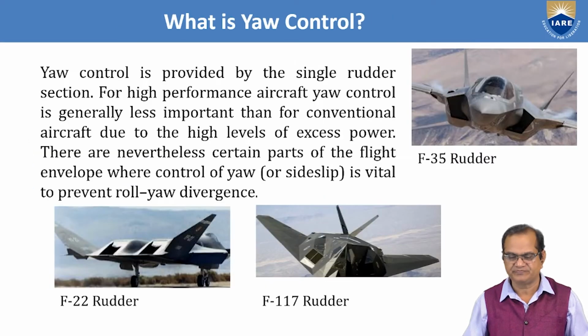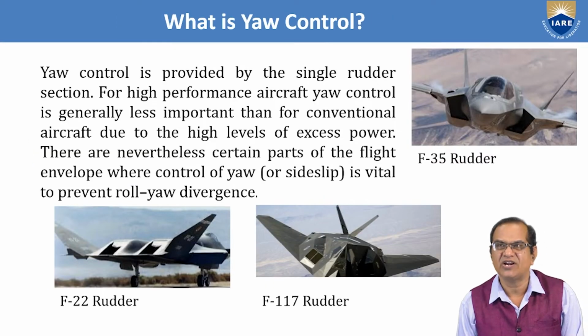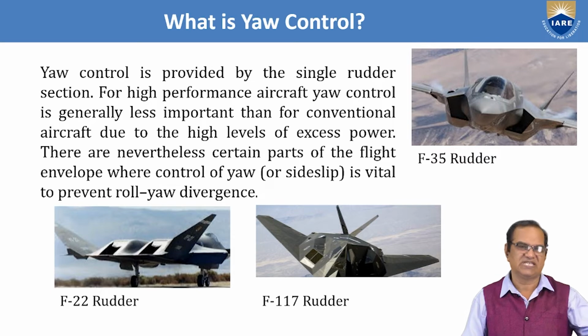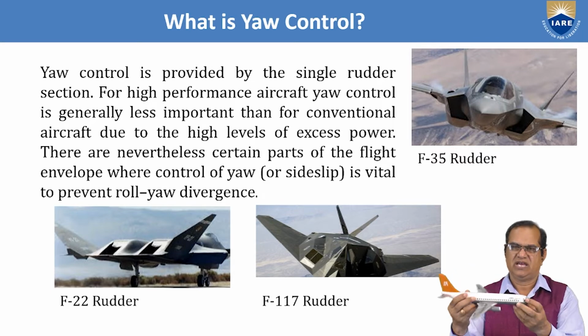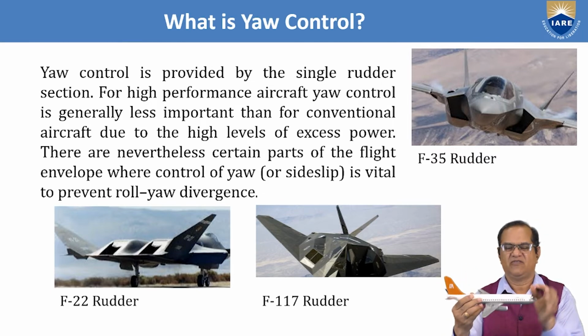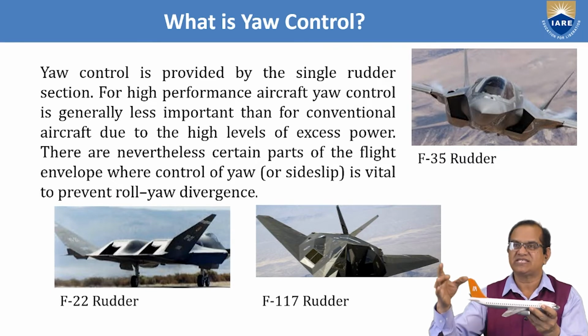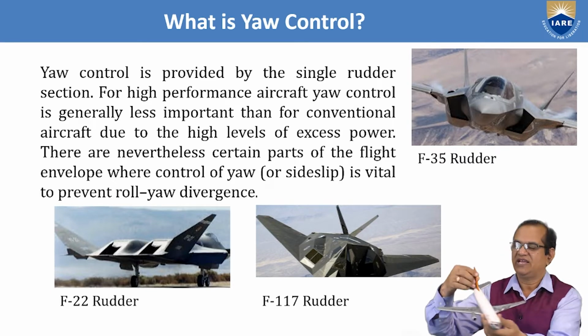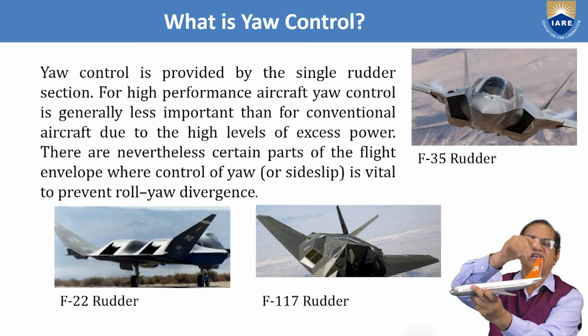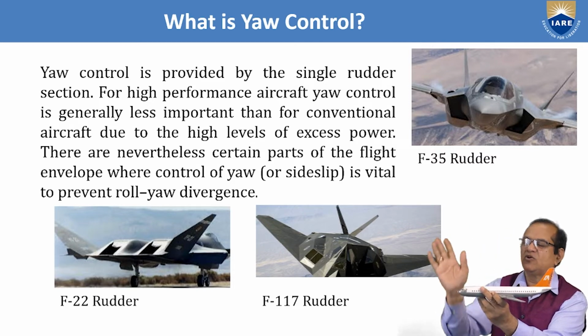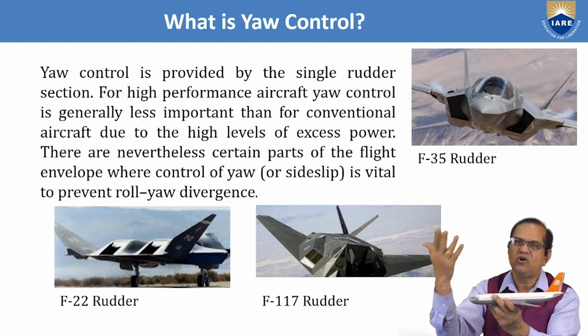So what is yaw control? Yaw means the nose going left or right with respect to the vertical axis, and this control is done by the rudder. This you can see here. This is the rudder. So if you rotate the rudder left, the nose will go left. If you rotate it right, it will go to the right.